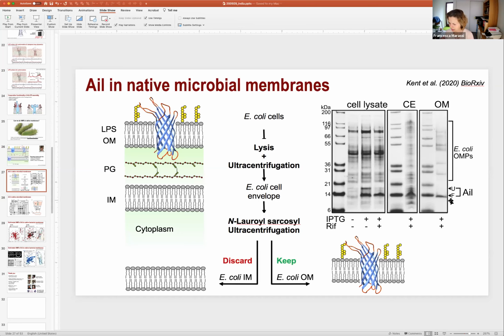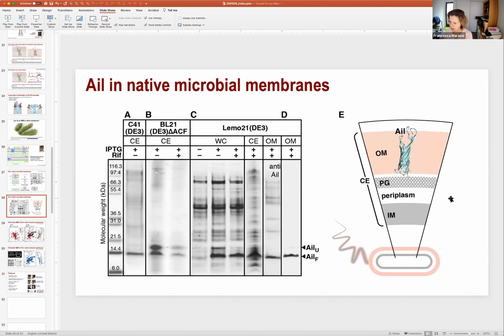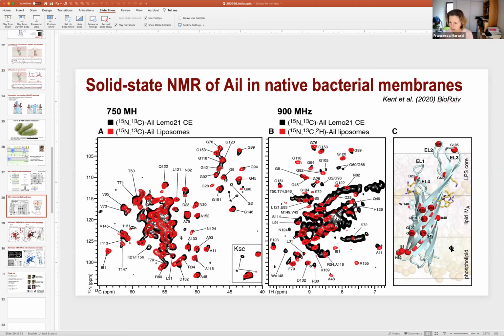And so what James has done is to take the entire cell envelope, that's right here, CE, which includes the inner membrane, the periplasmic layer, the peptidoglycan layer, PG, as well as the outer membrane. So you're taking this whole fraction, basically the shell that encapsulates the bacterium, shown right here as a cartoon, and put that into the magic angle spinning rotor for NMR experiments. And here are the data. We just submitted this to bioRxiv, and the paper is under review.